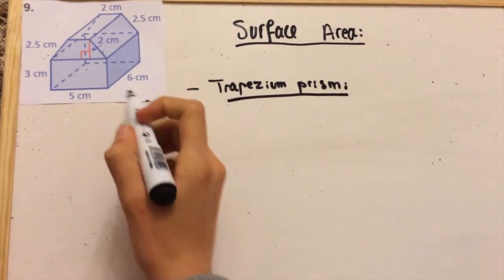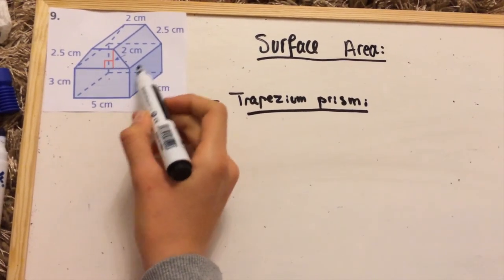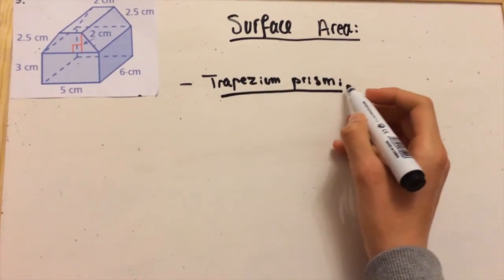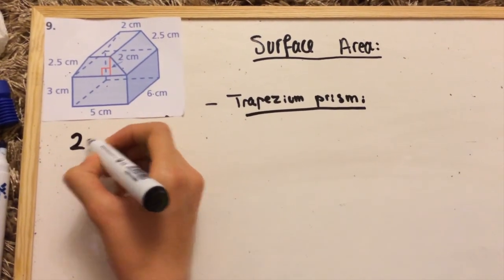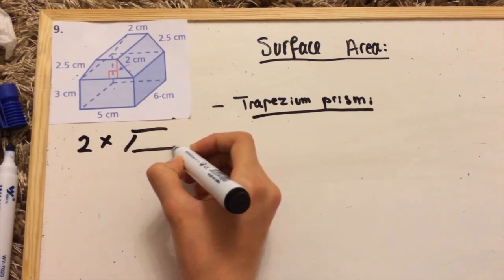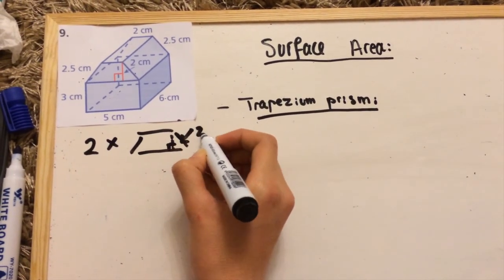So as you can see, this figure is composed of a trapezium prism and a rectangular prism. So we're going to start by calculating the surface area of the trapezium prism. So let's break this figure down. This figure is composed of two trapeziums.